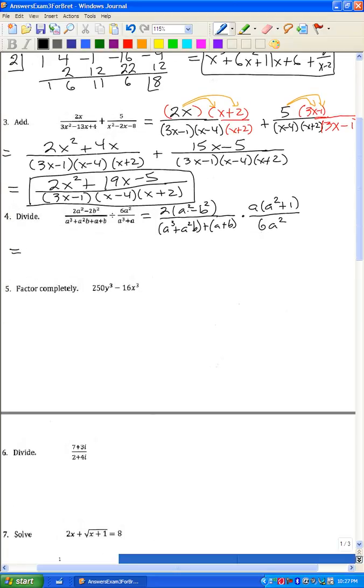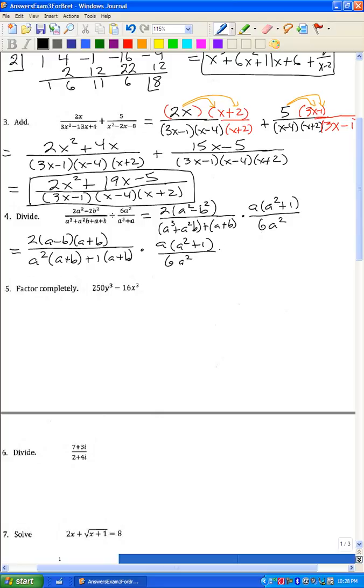Okay, so let me factor this. So I have here in the numerator the difference of squares, a minus b times a plus b. In the denominator, I can factor out an a squared. What remains is a plus b. And I can factor out, I guess, a 1. And what you have is a plus b times a over a squared plus 1, 6 over a squared.